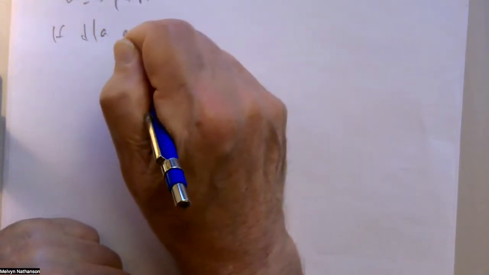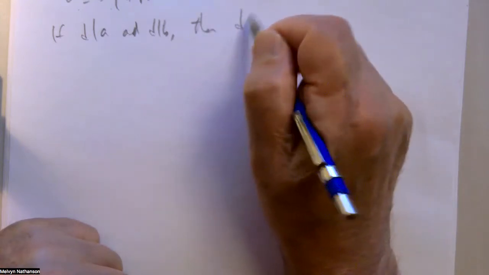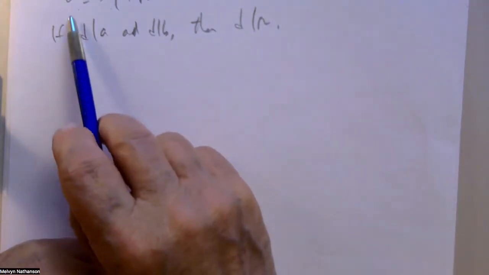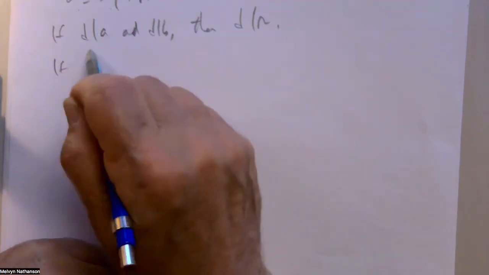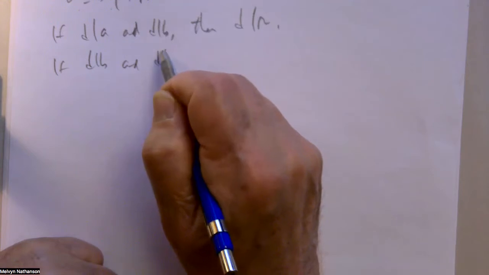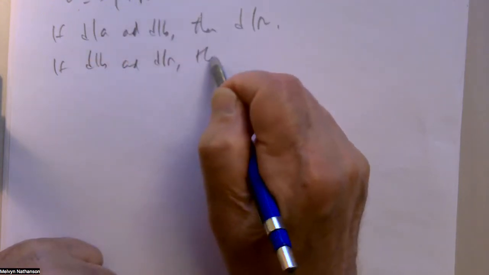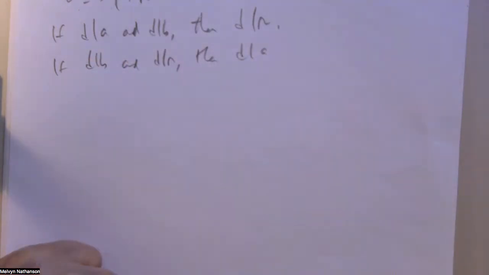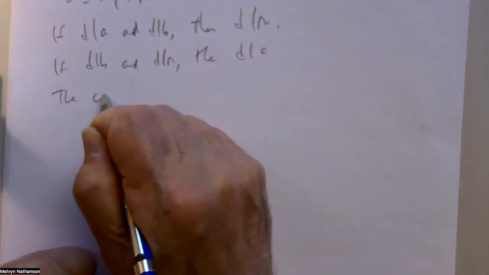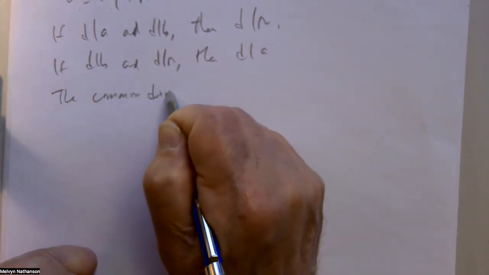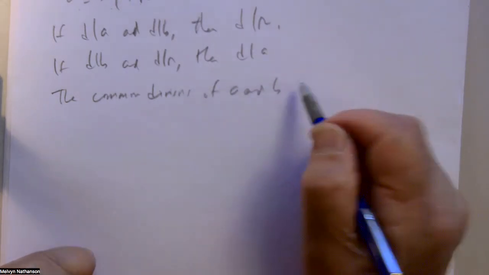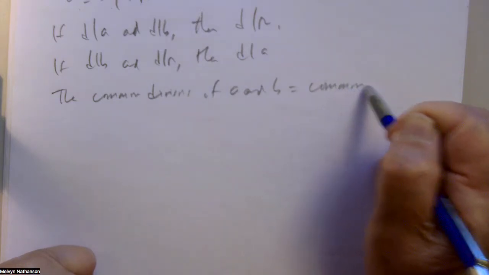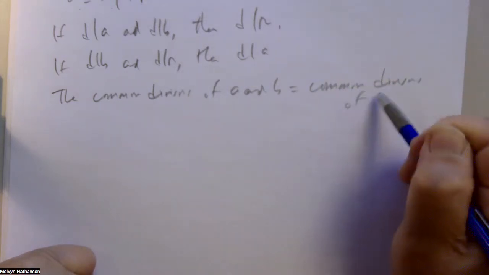If D divides A and D divides B, then D divides R. A is even, B is even, R is even, for example. If D divides B and D divides R, then D divides A. So the common divisors of A and B are the same as the common divisors of B and R.